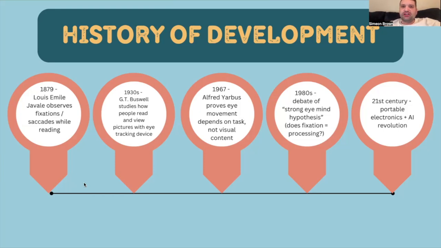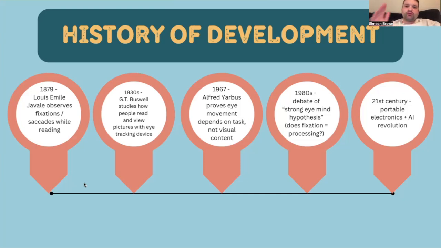Fast forward to 1967, and that researcher, Mr. Yarbus, who I mentioned, he proved, it was a very important text, he proved that eye movement depends on the task that you're accomplishing, not the visual content that you're looking at. That may seem like a small distinction, but it's very important. So he did a lot of research and he proved that it doesn't matter what you're looking at, it matters what your brain is trying to do. And therefore, how your eyes move are an indicator of what your brain is doing.